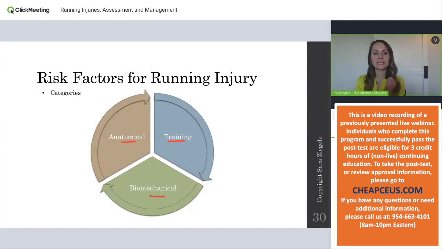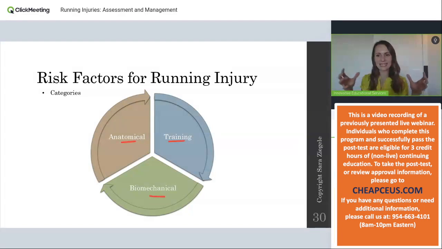And this slide is really exemplifying the 3 categories of the why. So we've got anatomical, training, and biomechanical reasons or risk factors for why someone gets hurt. So when we're talking about this to our patients, I usually describe it as 3 buckets. So I talk about it's how you're built, how you move, or how you train.